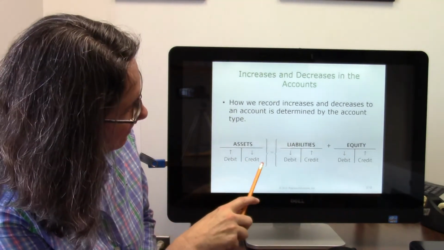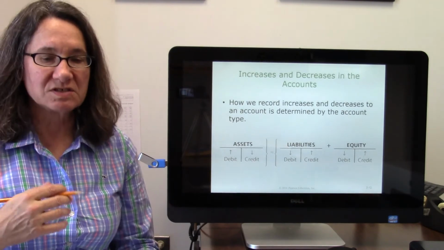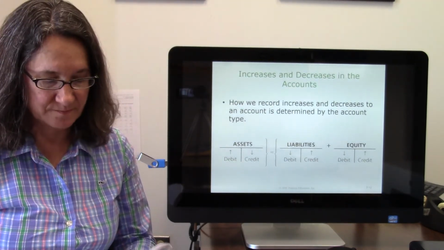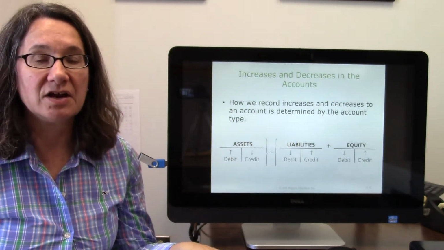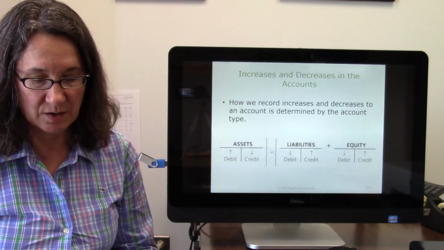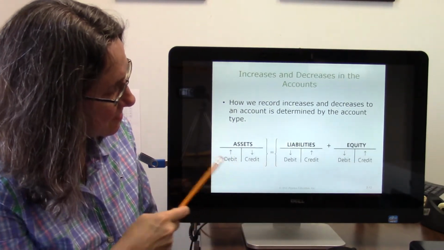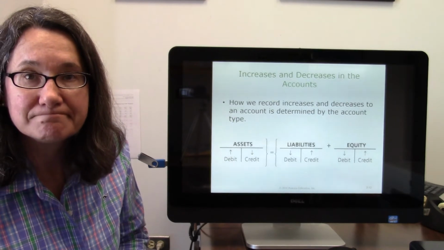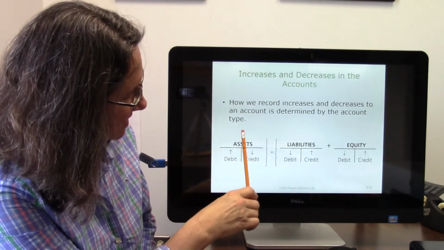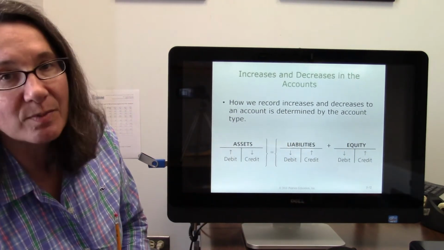Now, this is kind of interesting here. We're starting to get into how we increase and decrease accounts, all right? And do we increase or decrease using a debit or a credit? So, if you can just memorize this, that will be great. So here's your equation. Assets equals liability plus equity. A equals L plus E.